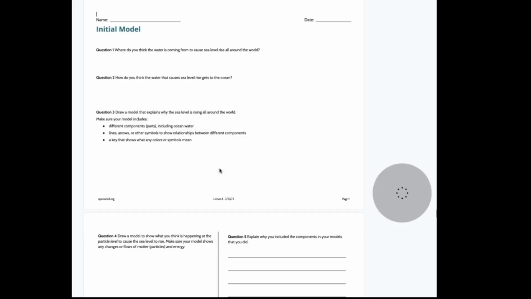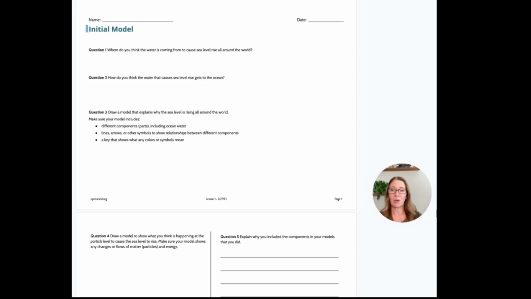Now, this is the initial model handout that students will get. There's a couple questions. Where do you think the water is coming from? Where do you think the water that causes sea level rise, how does it get to the ocean? So we're trying to get a lens going of where this water is coming from and how it's getting to the ocean. Okay, now let's draw it. They draw the components, including ocean water. They have symbols and arrows.